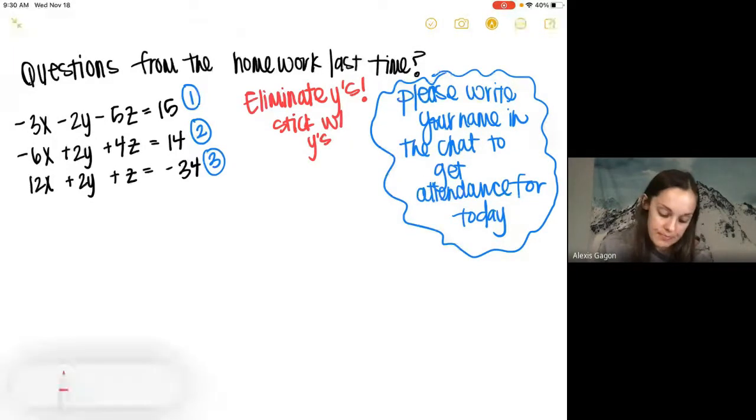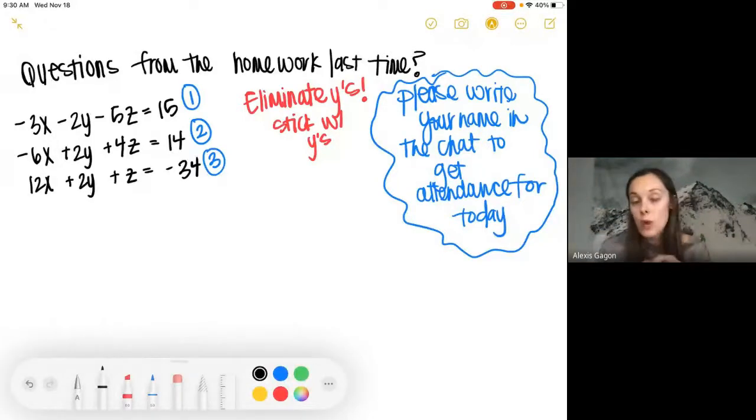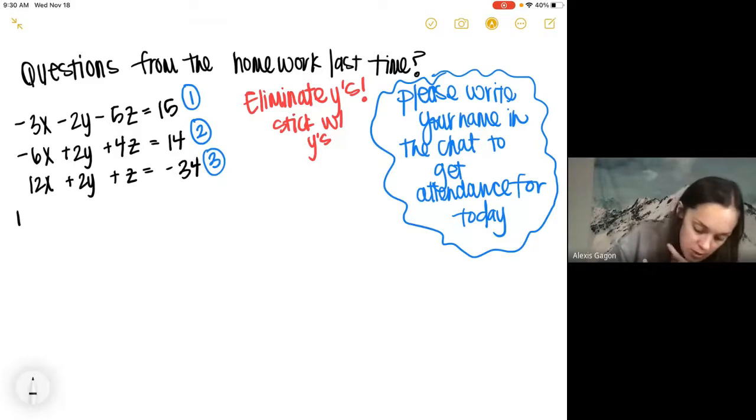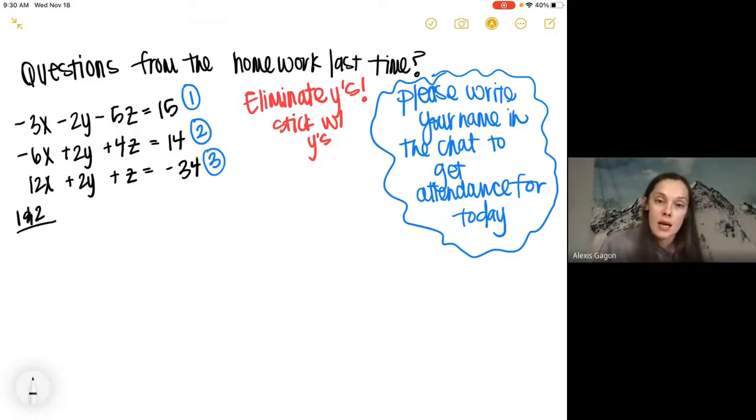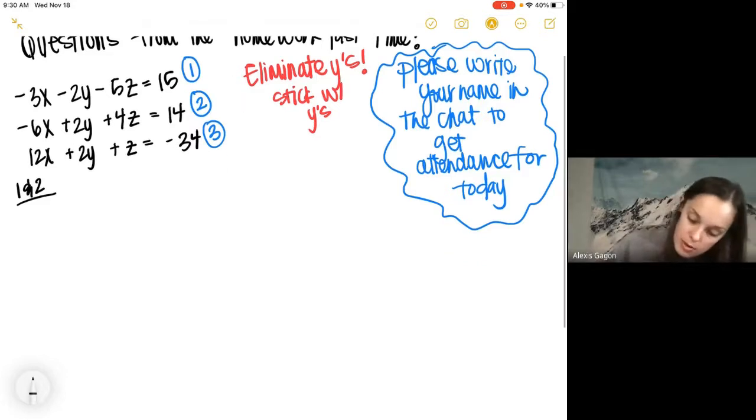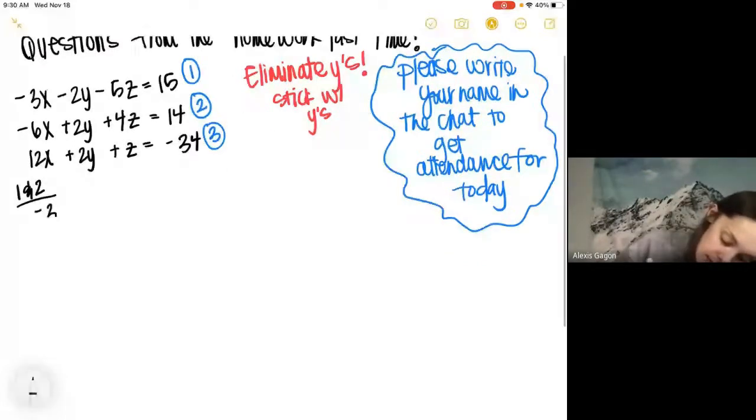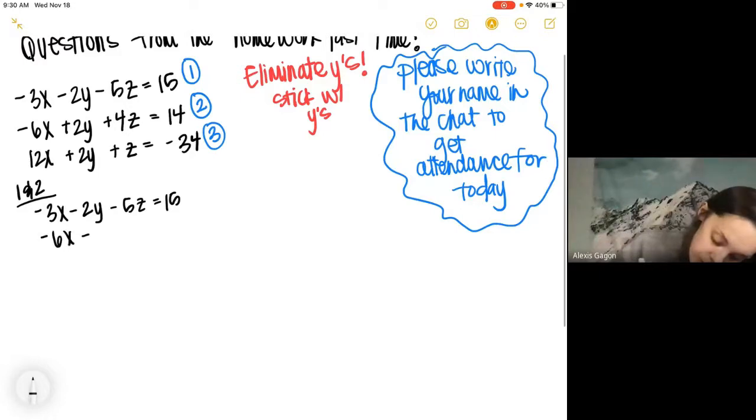So the first thing we're going to do here is eliminate the y variable from two of these equations. So I'm just going to put equation 1 and 2 together, and I'm just going to rewrite these. So this will be negative 3x minus 2y minus 5z equals 15, and negative 6x plus 2y plus 4z equals 14.